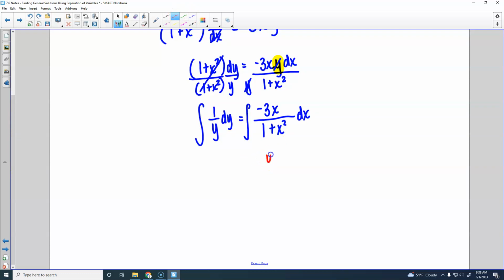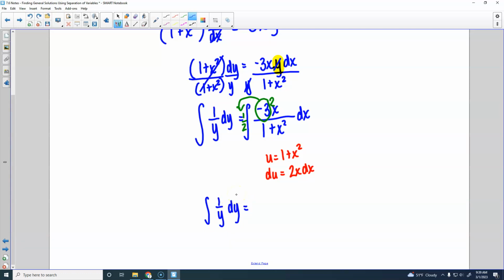So u for this one is going to have to be 1 plus x squared. Du is going to be 2x dx. So what I'm going to do is I'm going to take that negative 3 and I'm just going to pull him out front because he's kind of in my way. I'm going to replace him with a 2. We need to multiply that right there by 2, which means I've also got to multiply out front by the 1/2. And so I got 1 over y dy.